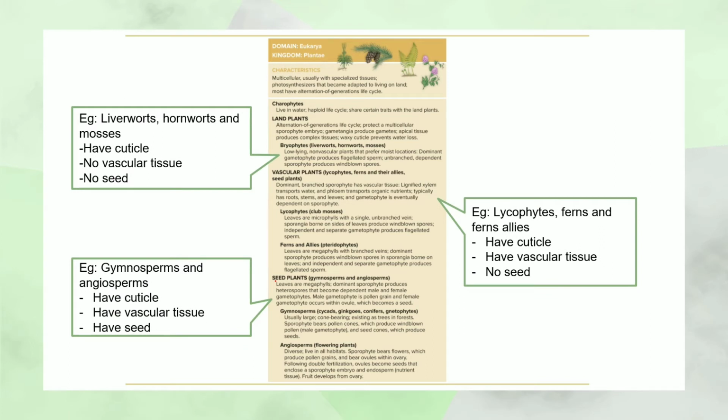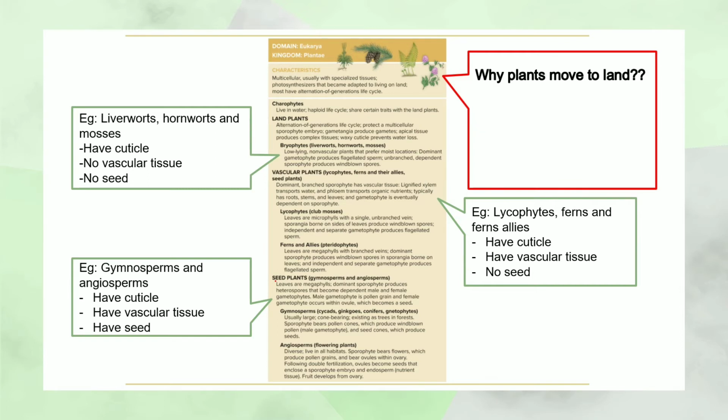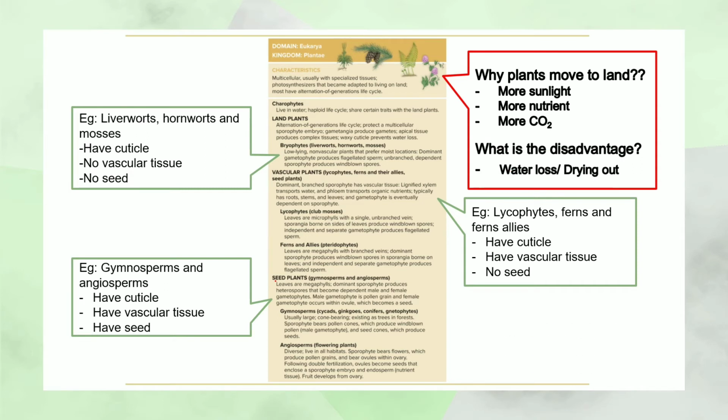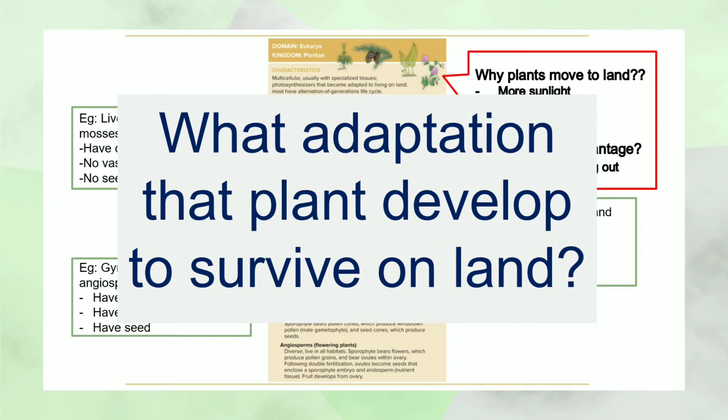Now, there are some questions which I would like to ask. Firstly, why do plants move to land? This is because they can obtain more sunlight, more nutrients, and more carbon dioxide for them to grow. However, there is a disadvantage which they might suffer from, which is water loss and drying out. Now, my group member will explain to you guys about what adaptations can help plants to survive on land. That's all for me.